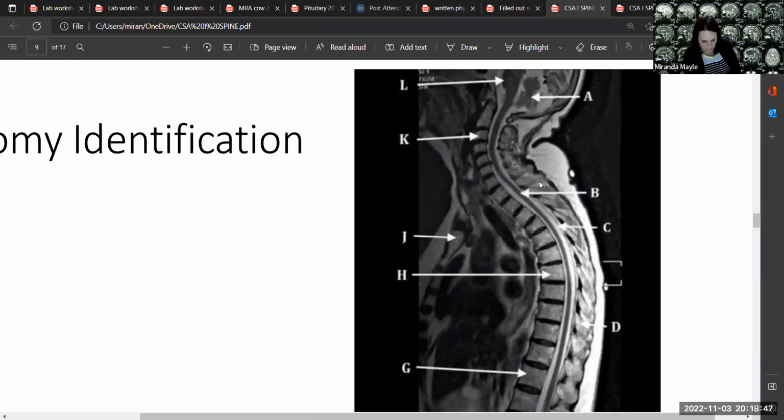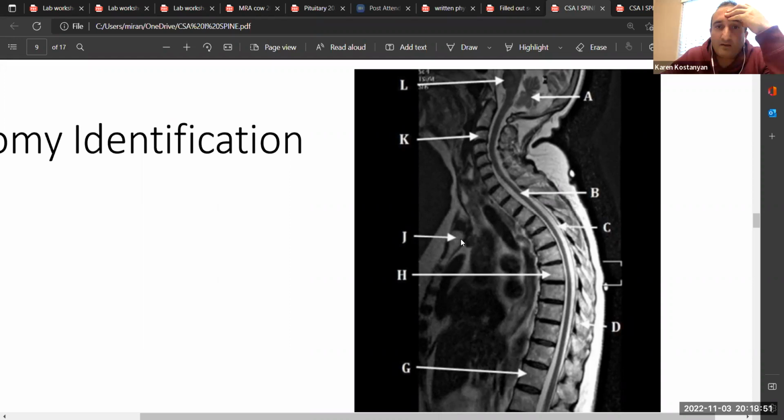How about, does anybody know what J is? Right here, part of the sternum. What is this little dent here? Suprasternal notch. Okay, that's what it's pointing to. How about K? Atlas.